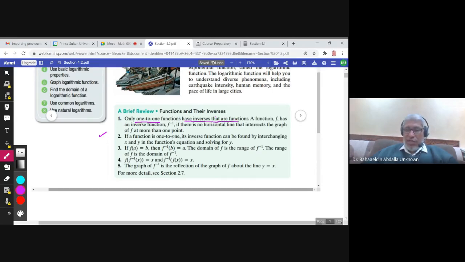As we have seen in section 4.1, the exponential function is 1-to-1. All exponential functions are 1-to-1, so they have an inverse. This is the horizontal line test: no horizontal line intersects the graph at more than 1 point. If you graph any horizontal line, it will intersect the exponential function in 1 point. So the exponential function is 1-to-1 and it has an inverse.